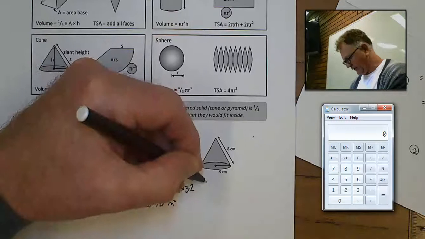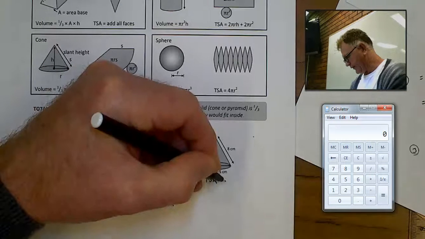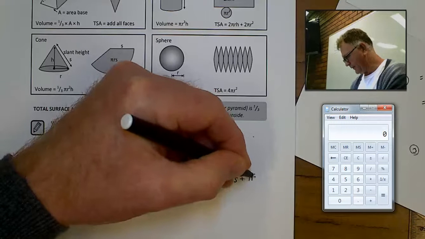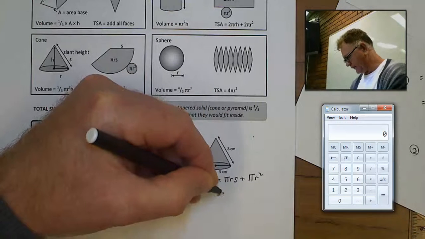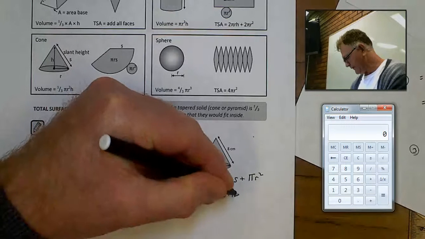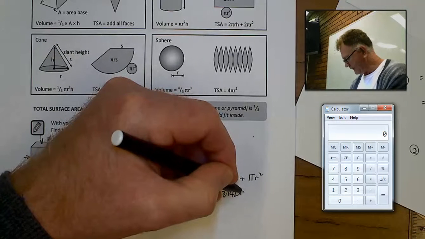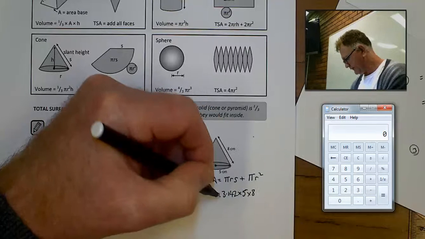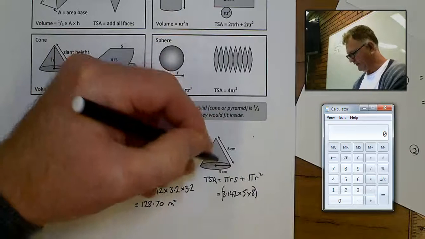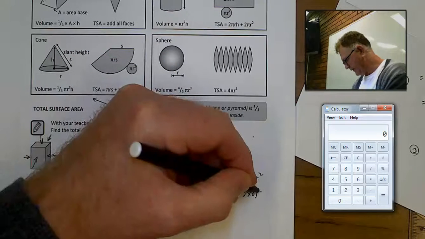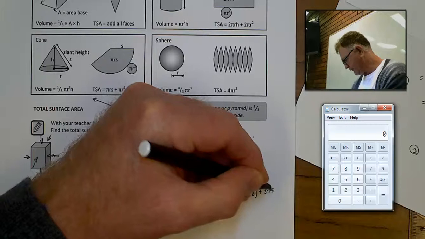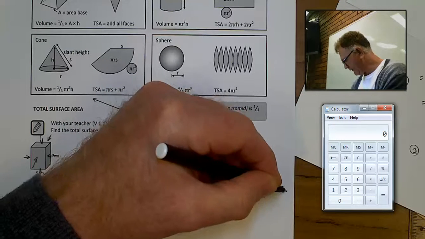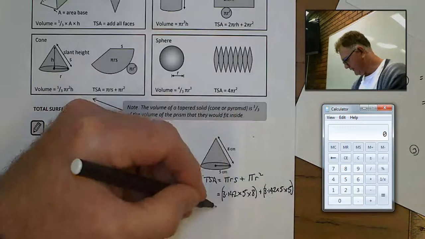So let's find out, in this case, the total surface area equals pi r s for the side of the cone plus the base of the cone, pi r squared. So we've got a 3.142 times a radius of 5 times a slant height of 8. That will work out the side bit of the cone, and the base bit is 3.142 times r squared, so times 5 times 5, just squeezing it in there.